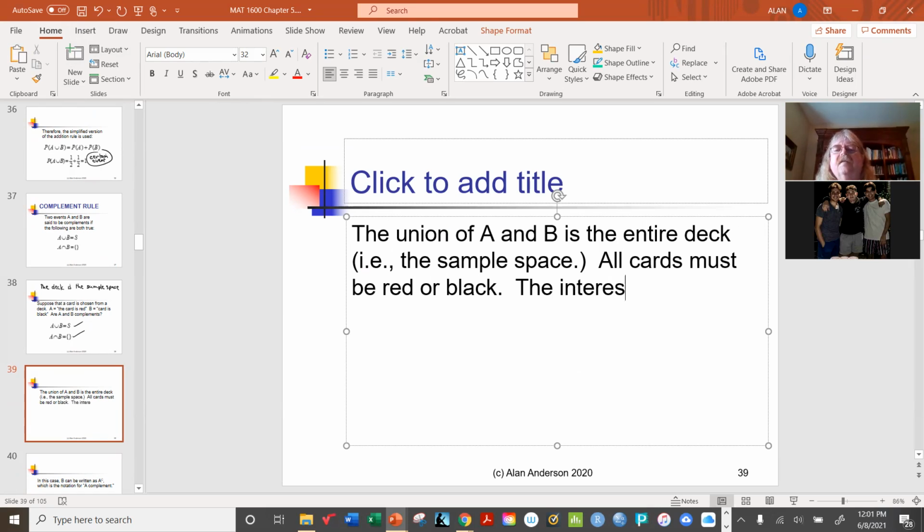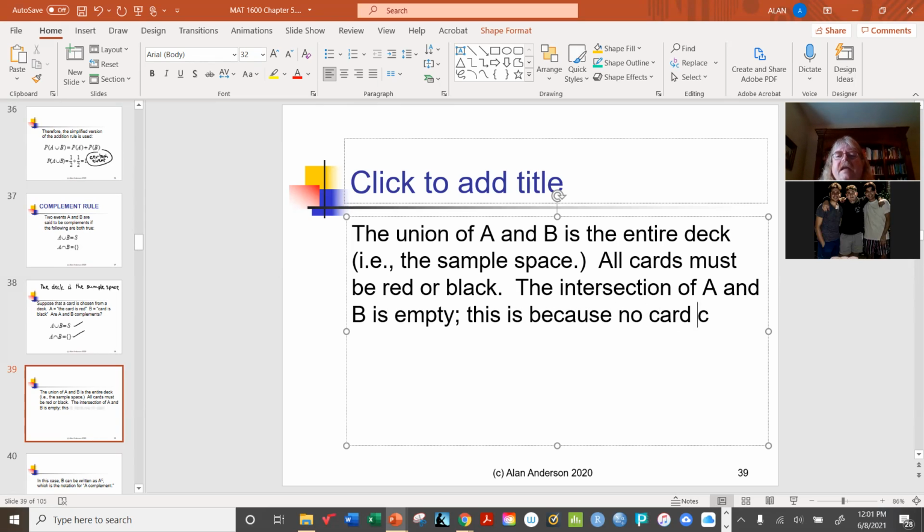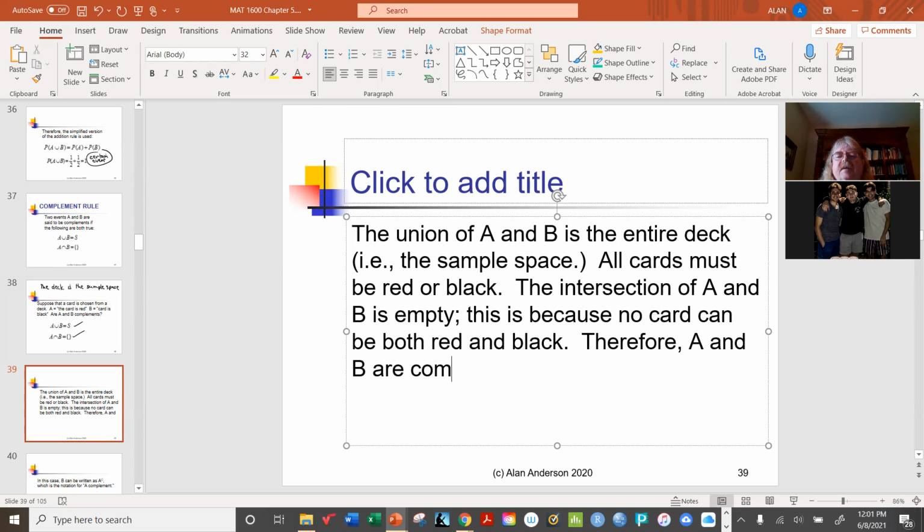The intersection of A and B is empty, and this is because no card can be both red and black. Therefore, A and B are complements. So just think of it this way: all the cards must be either red or black, but none of the cards can be both.